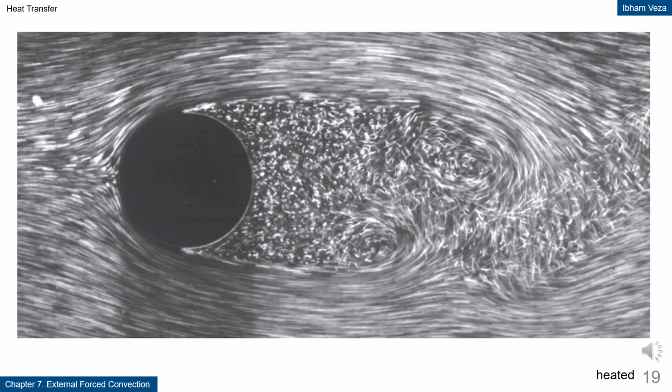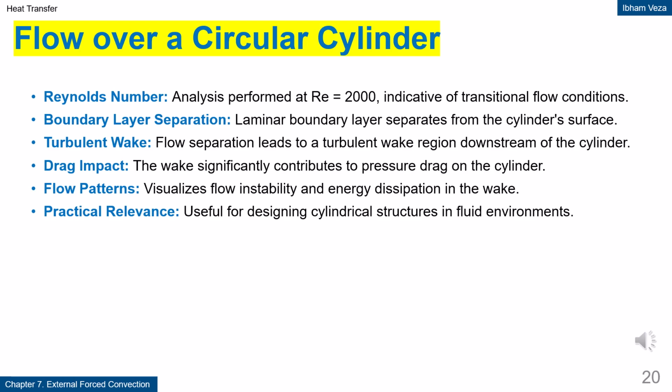Such visualization is very helpful for understanding phenomena that are difficult to grasp using equations alone. This approach is widely used in experimental aerodynamics. Flow over a circular cylinder.